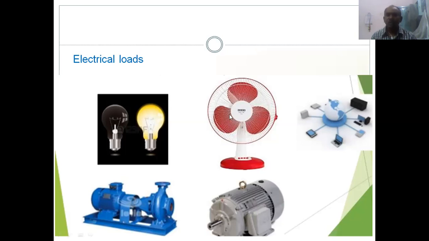Now, to control these electrical appliances, we require some devices. Those devices are known as protective devices. Protective devices can protect and can operate with limited damage. That means the protective devices comprise switches, fuses, and circuit breakers in our power system. At the domestic level, we are going to learn this.